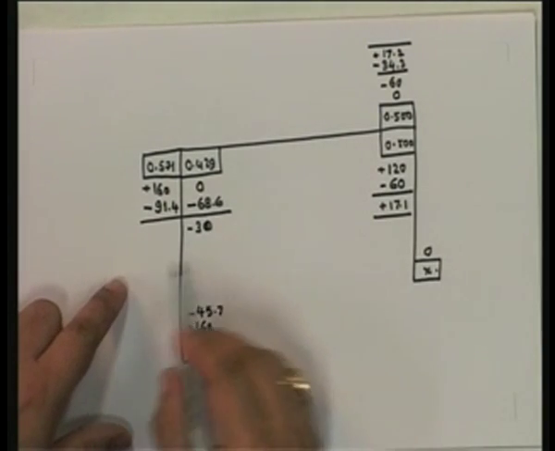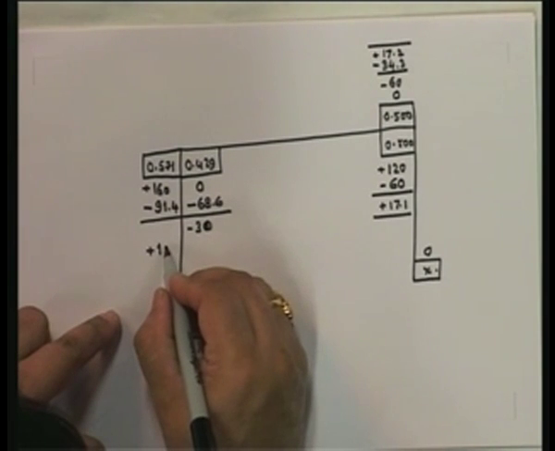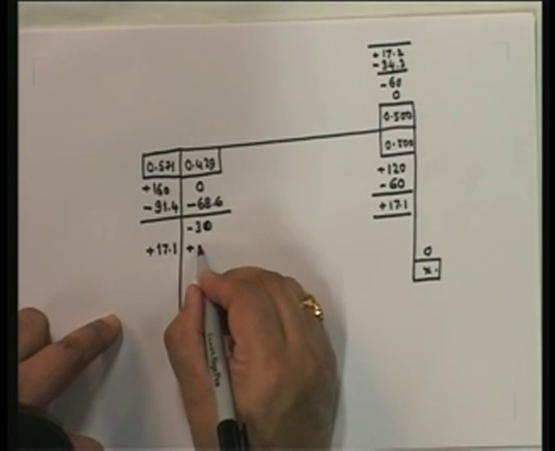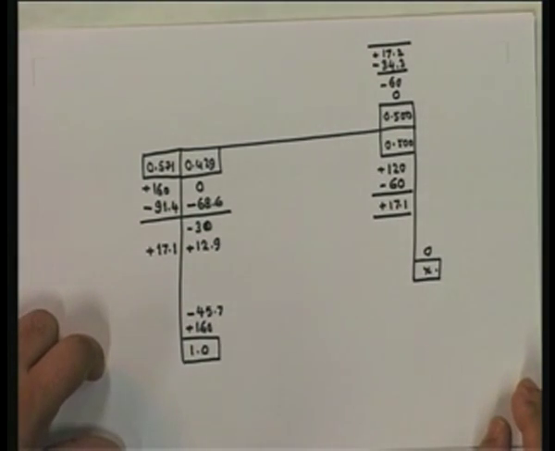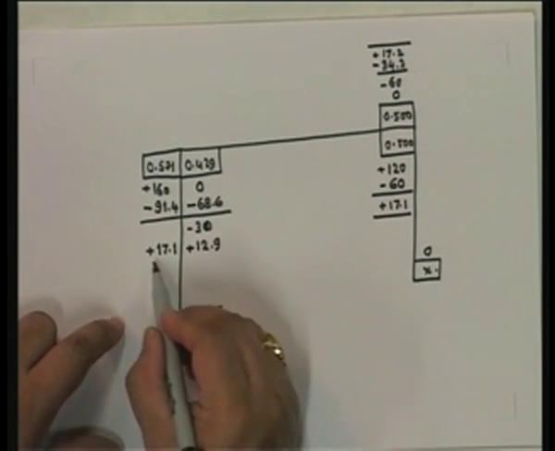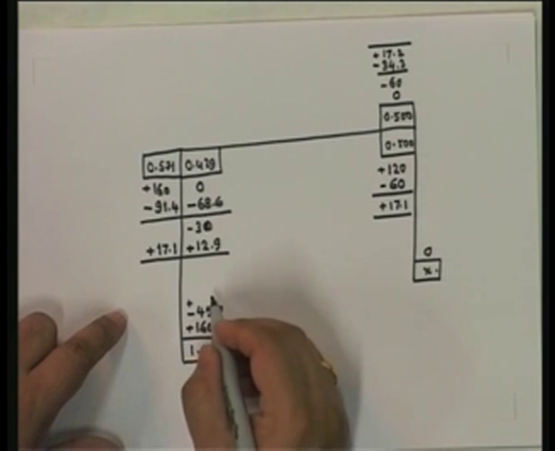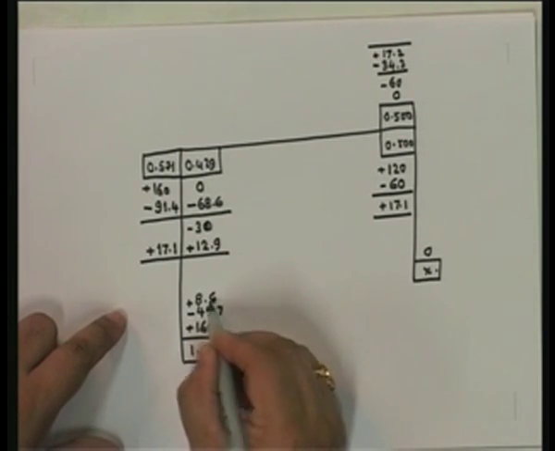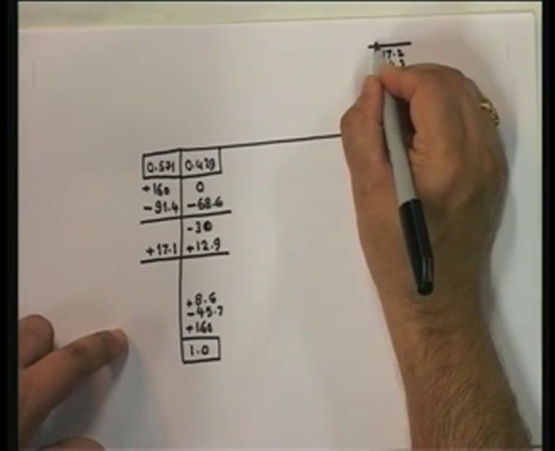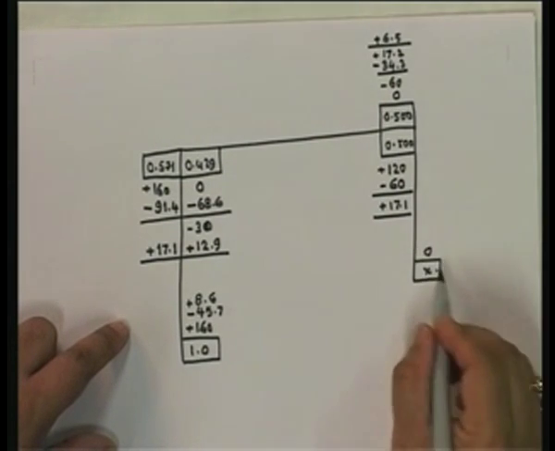Here, the 30 has to be distributed. So what we have is, here it becomes +17.1. This becomes +12.9. Okay. And so this distribution is done. Now we do the carryover process. 17.1 over here will become plus 8.6. Here the carryover will go as plus 6.5, okay, and here there is no carryover.